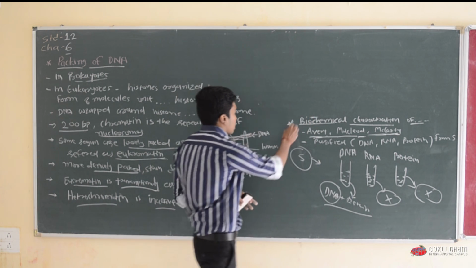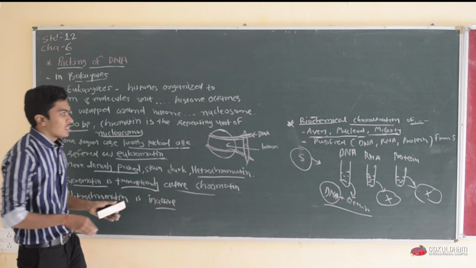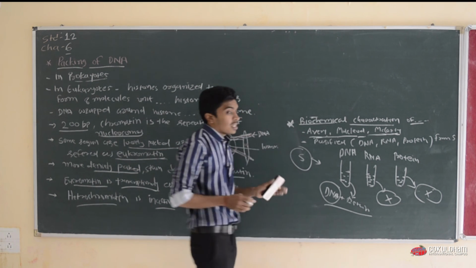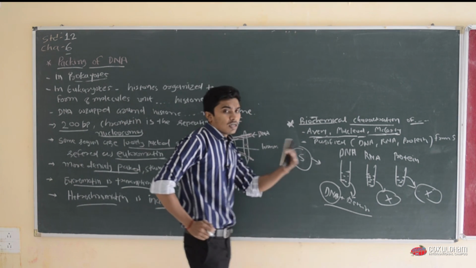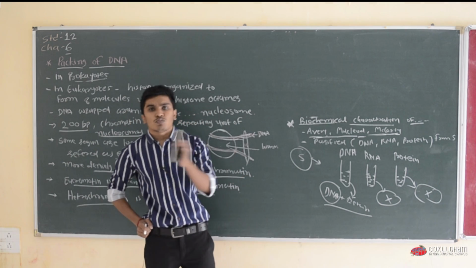Now after this experiment of Avery, McLeod and McCarty, they concluded that DNA is responsible for the transfer of characters, or the transformation of the rough strain bacteria into smooth strain bacteria.